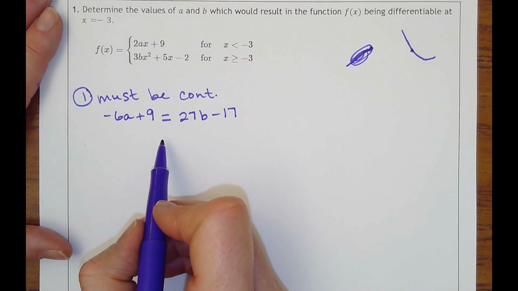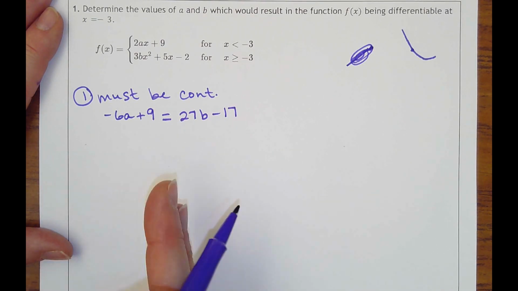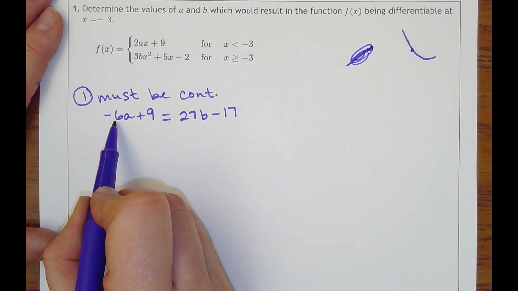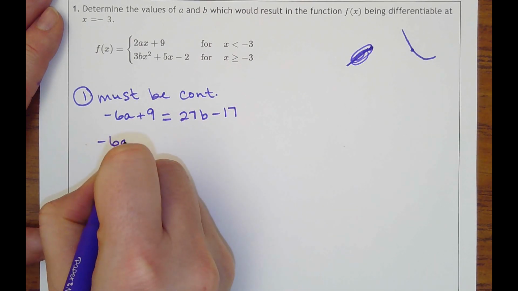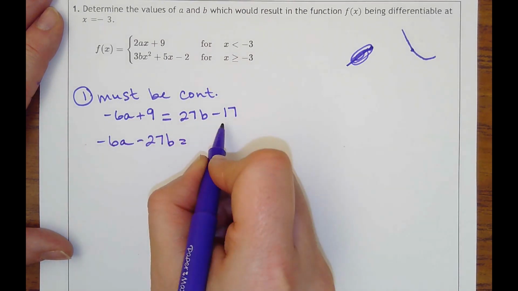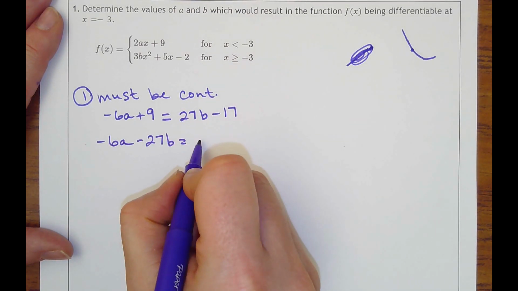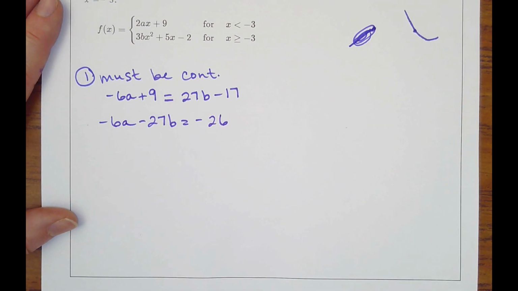Okay, I'm going to get this in standard form. Standard form is like ax plus by equals c, or think the first variable plus or minus the second variable equaling the constant. That's the way I like it. And so I'm going to subtract the 27b over, and subtract 9 from -17, and then that would be -26. And I'm going to leave that like that.